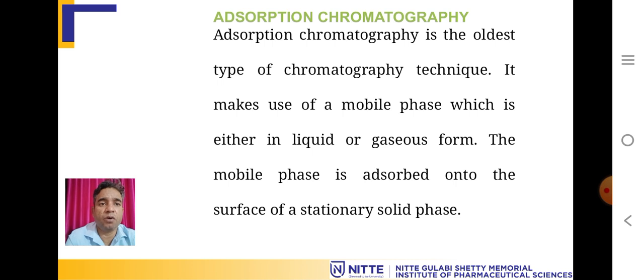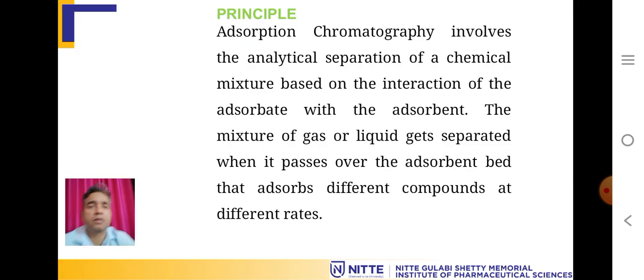Adsorption chromatography is the oldest type of chromatographic technique. It makes use of a mobile phase, which is either in a liquid form or in a gaseous form. The mobile phase is adsorbed onto the surface of the stationary phase. So the principle of separation in adsorption chromatography involves the analytical separation of a compound mixture based on the interaction of adsorbent with adsorbate. The mixture of gas or liquid gets separated when it passes through the adsorbent bed, which adsorbs different compounds at different rates.